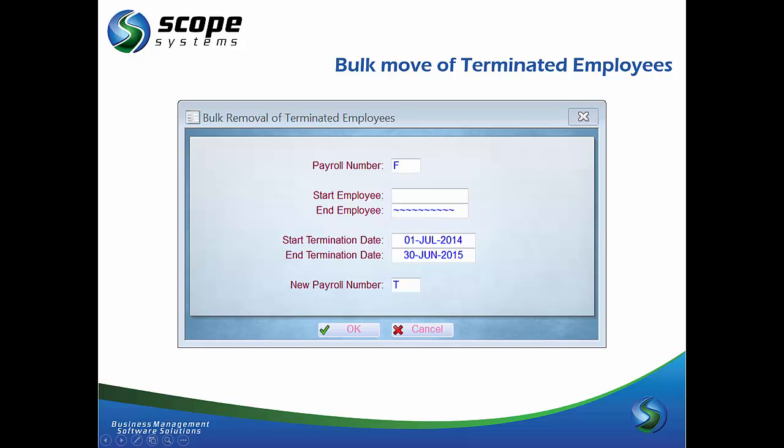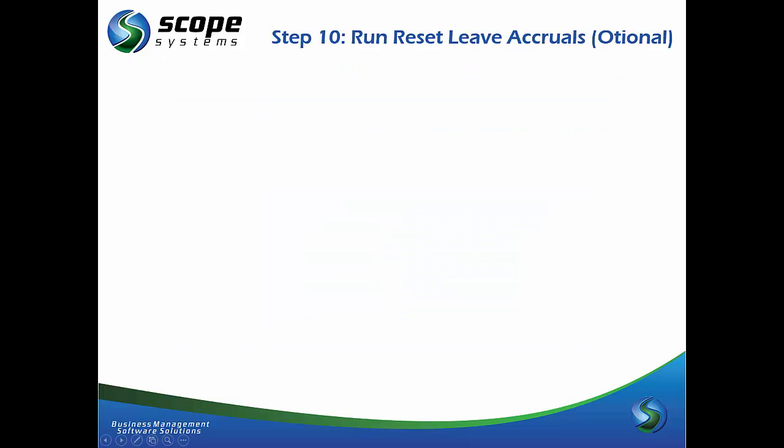It's fairly straightforward what you code in here. You'll normally have a T payroll number for your terminated employees, but just check your payroll numbers because you may have something different. Your start and end termination dates are your choice of what you want to put in here, and it will only bring terminated employees who have a termination date within that date range. If you have terminated employees that have not been paid, that will actually remove them from the employee master, so you won't see them again. You'll see their name on the bottom of the report once you run it.